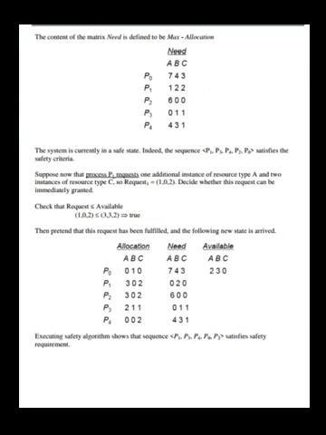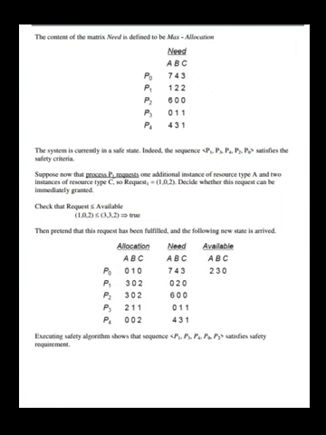Suppose now the process P1 requests one additional instance of resource type A and 2 instances of resource type C. So Request1 is equal to (1,0,2). Decide whether this request can be immediately granted. Check that Request is less than or equal to Available, that is, (1,0,2) is less than or equal to (3,3,2), which is true.